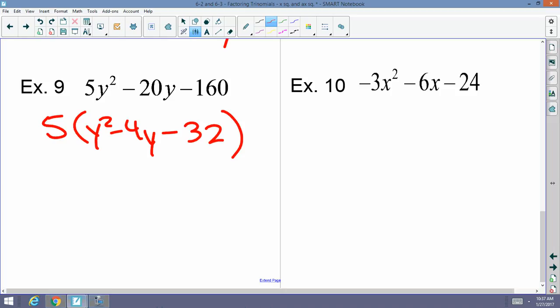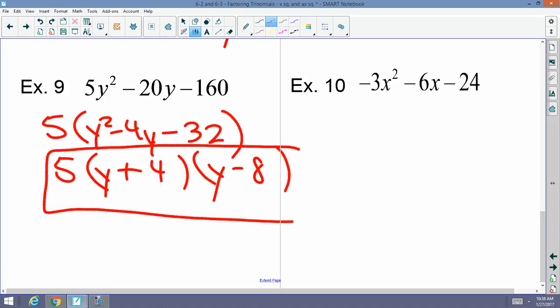Now, what's my setup look like? Got to keep that 5. Y plus, y minus. What times what is negative 32, but when added together is negative 4? Plus 4, negative 8. Great. Good job.